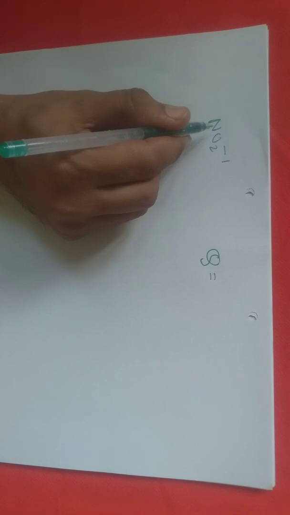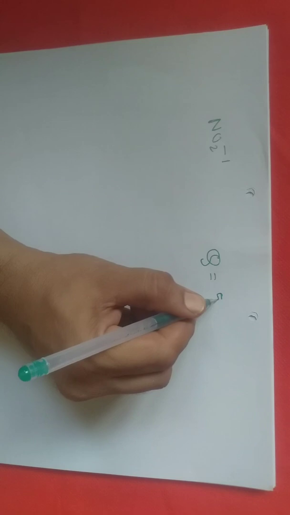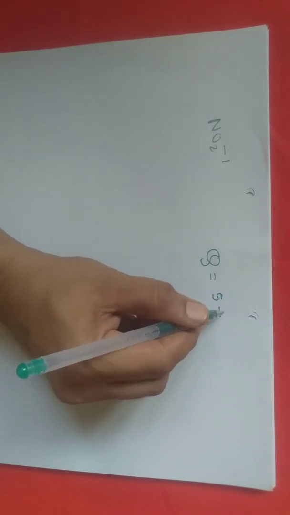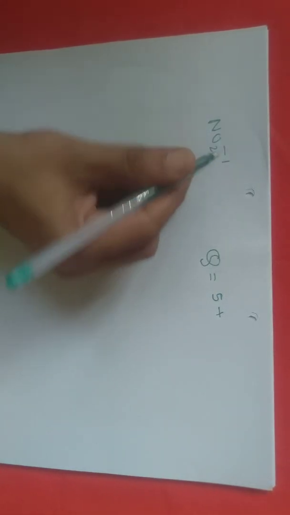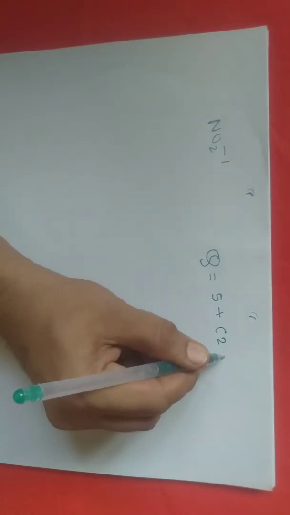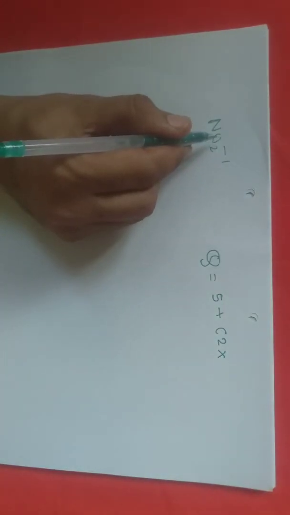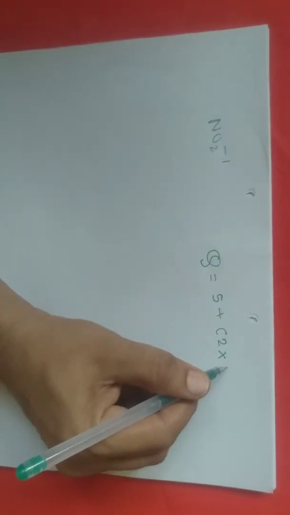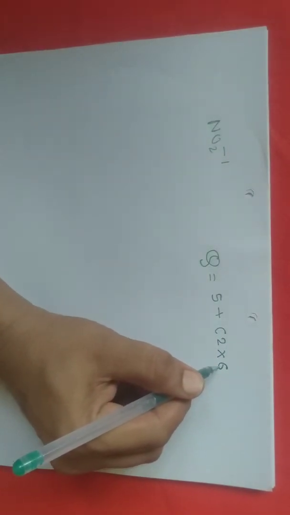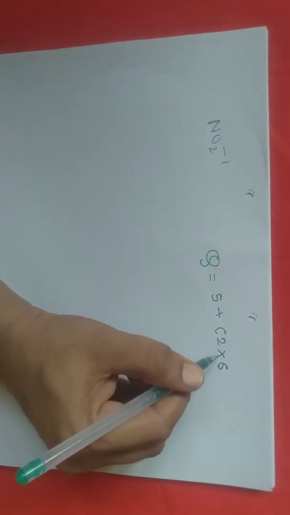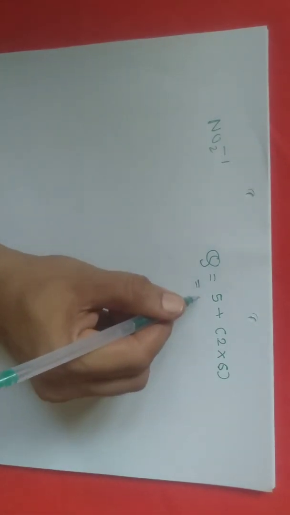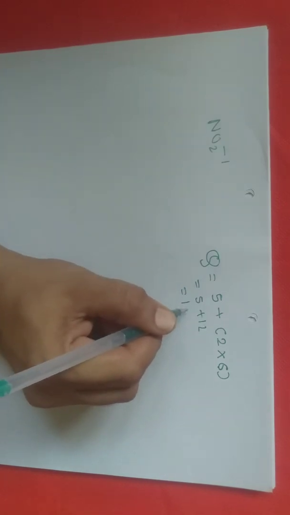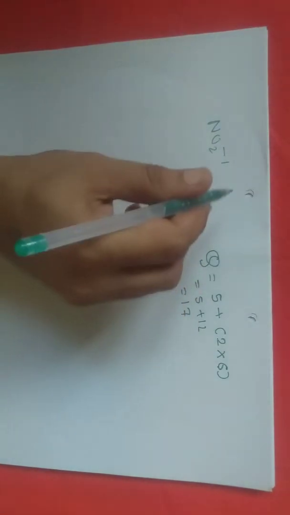Nitrogen has how many electrons? Nitrogen belongs to group number 15, so total 5 electrons. Plus there are 2 oxygen, so I have to put 2 multiplied by the number of valence electrons in oxygen. Oxygen belongs to group number 16, so total 6 electrons are there. Each oxygen has 6, there are 2 oxygen, so 2 into 6, total is 12. So I can say 5 plus 12, that is 17.